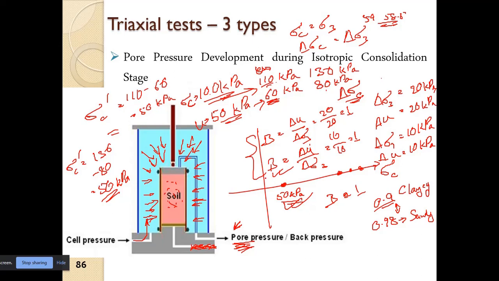So this plot which I have drawn is what we call the stress path. In this case, we have only increased the cell pressure.